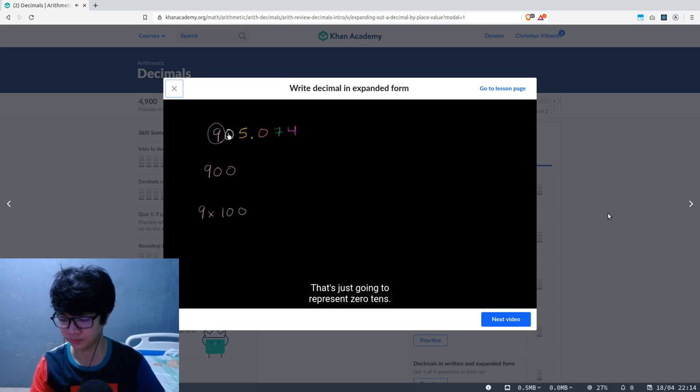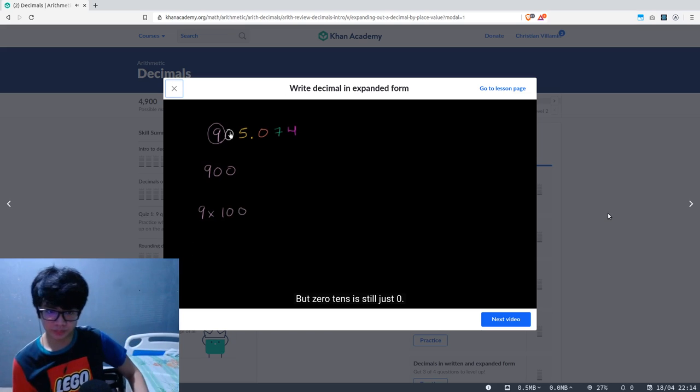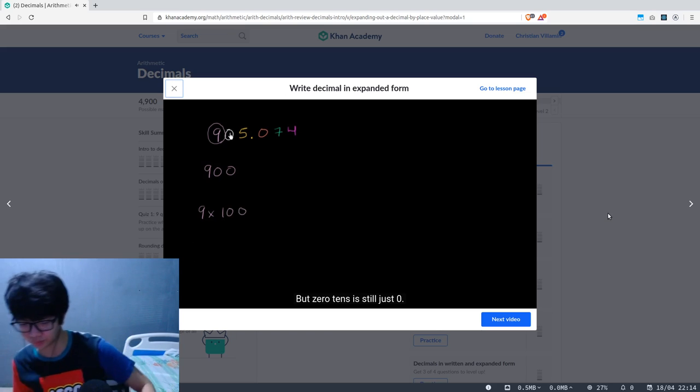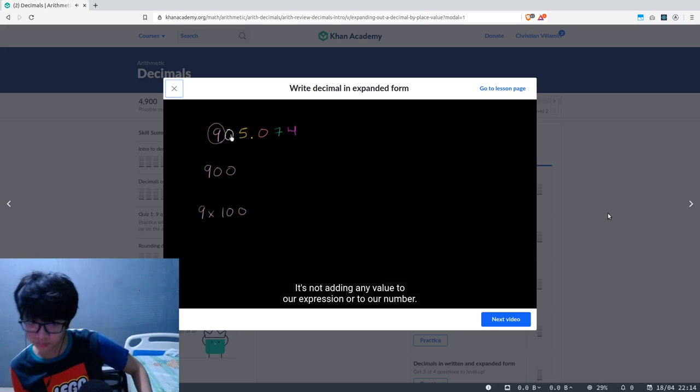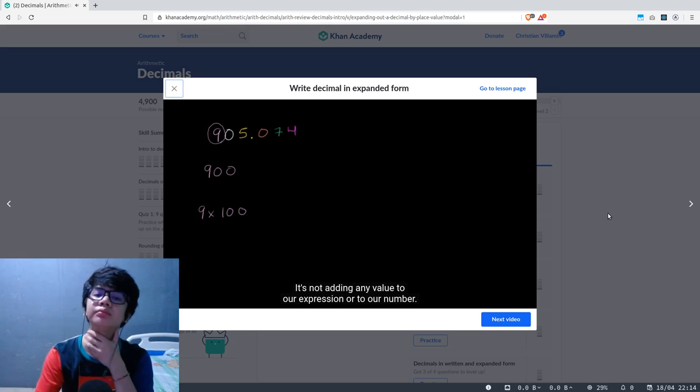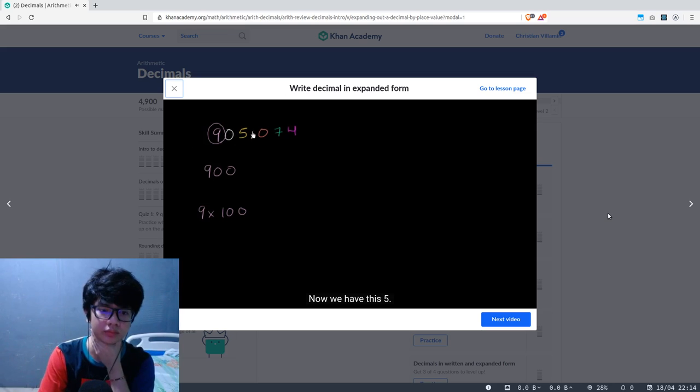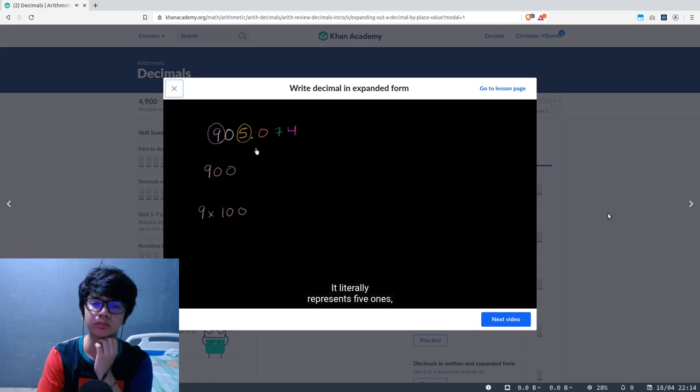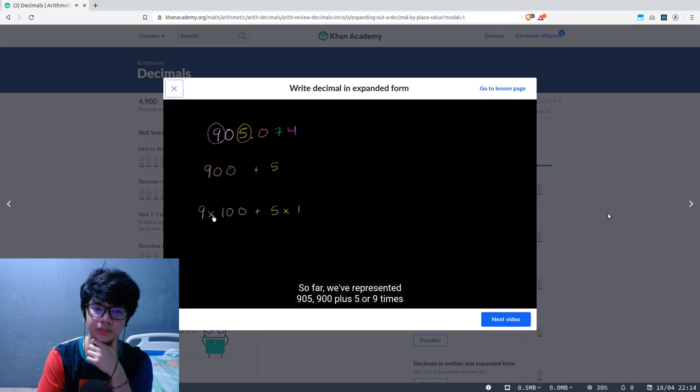Now this is 0, that's just going to represent 0 tens, but 0 tens is still just 0, so we don't have to really worry about that. It's not adding any value to our expression or to our number. Now we have this 5. This 5 is in the ones place. It literally represents 5 ones, or you could just say it represents 5. If we wanted to write it as 5 ones, that's going to be 5 times 1. So far we've represented 905: 900 plus 5, or 9 times 100 plus 5 times 1.